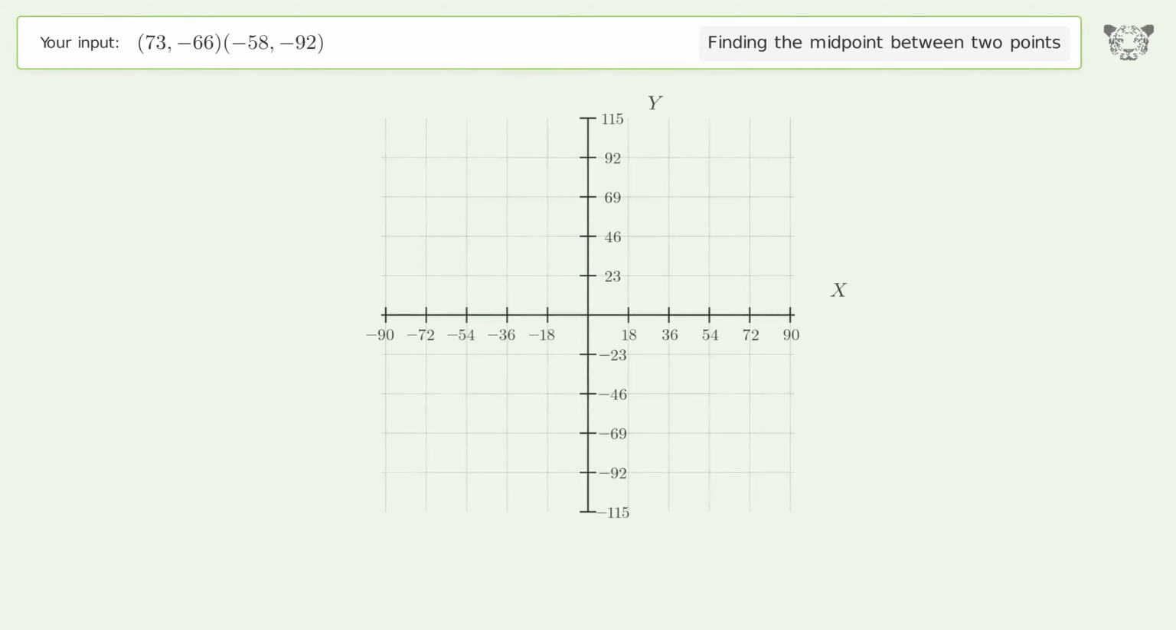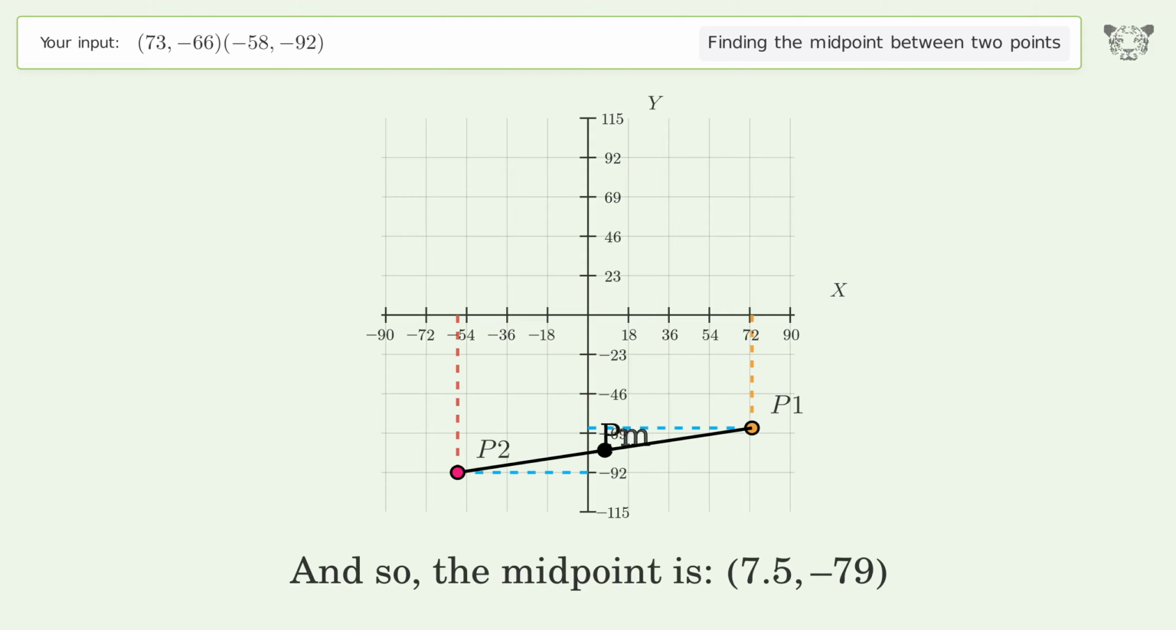And so, the midpoint is 7.5, negative 79.